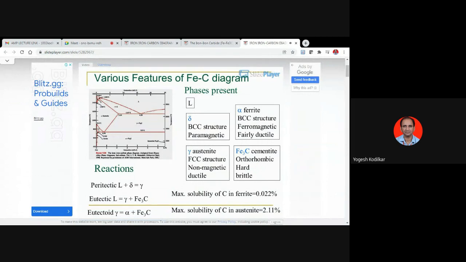Peritectic: L plus delta equals gamma. Maximum solubility of C in ferrite equals 0.022%. Maximum solubility of C in austenite equals 2.11%. Eutectic: L equals gamma plus Fe3C. Eutectoid: gamma equals alpha plus Fe3C.